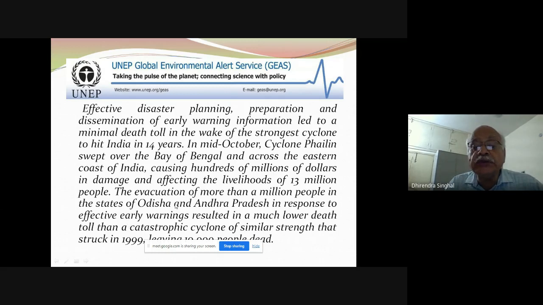You see, the United Nations said, in mid-October, cyclone Phailin swept over the Bay of Bengal and across the eastern coast of India, causing hundreds of millions of dollars in damage and affecting the livelihood of 13 million people. The evacuation of more than a million people in the states of Odisha and Andhra Pradesh in response to effective early warning resulted in a much lower death toll than a catastrophic cyclone of similar strength that struck in 1999, leaving 10,000 people dead. And I hope this is of 2013, and the same thing you can recollect from Viparjoy, that death toll was minimum because all the people were evacuated.